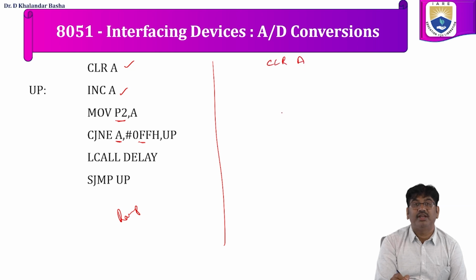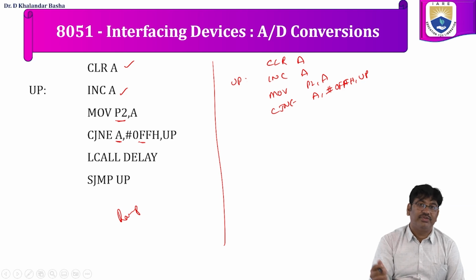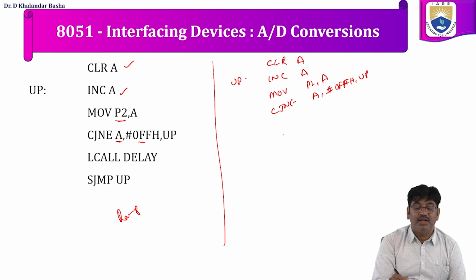If I want a sawtooth waveform, we will write the instructions like this. First clear accumulator, then increment accumulator. Some label we will give for up. MOV port 2 comma accumulator contents. Now it will compare, CJNE. Until what point are we going to compare this accumulator content? With FFH. If it is not done, go for sending the data until FF is reached. So once FF is reached, then we go for decrementing. So here we will write decrement accumulator.